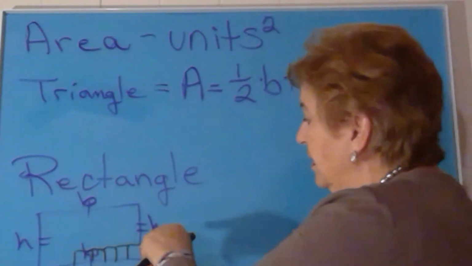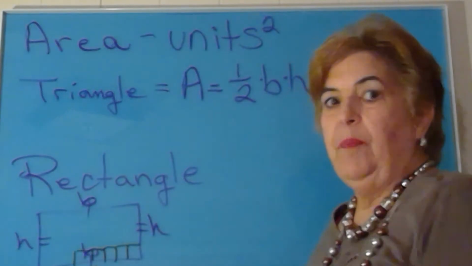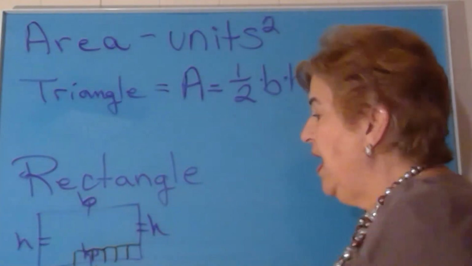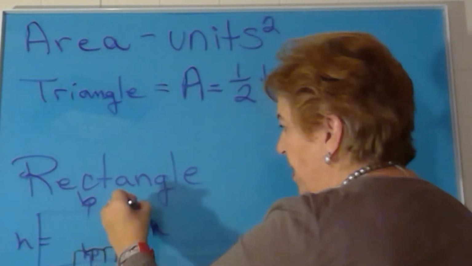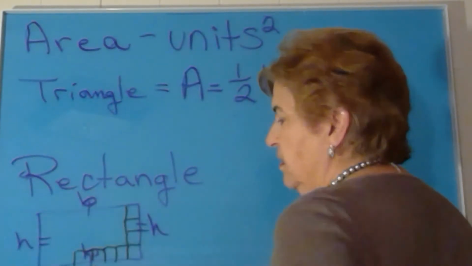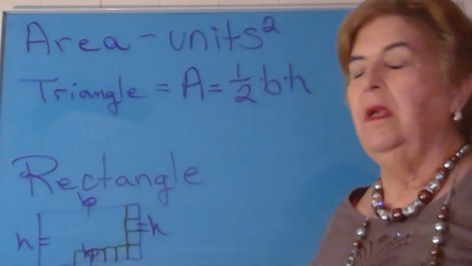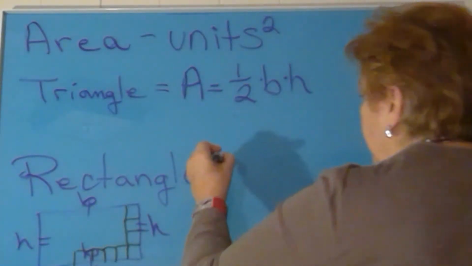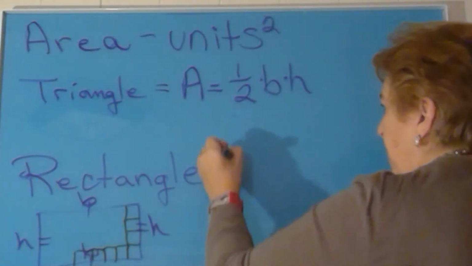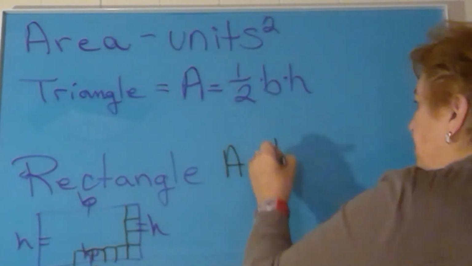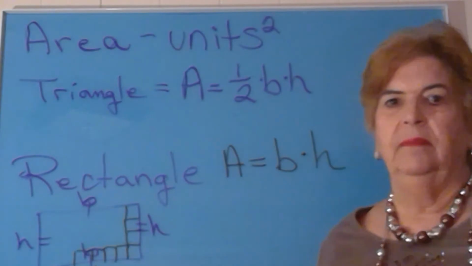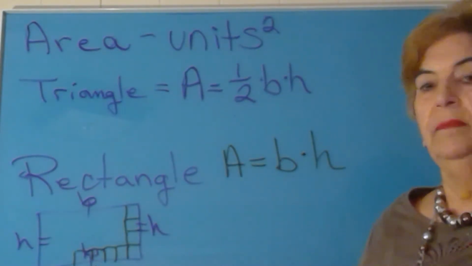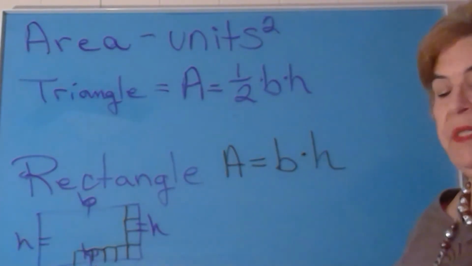But if H represents how many units there are in the height, we're going to have that many rows of them going across. So to find the area of a rectangle, you simply multiply the base times the height. Whatever the base is times the height.